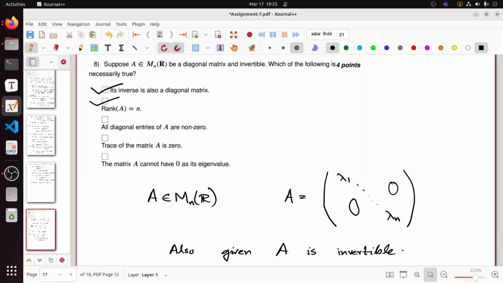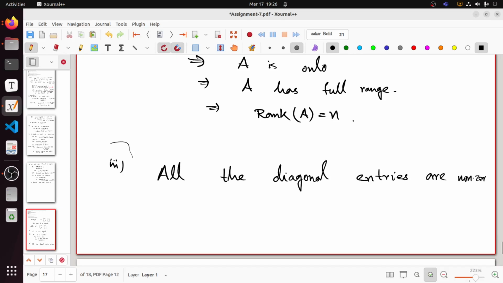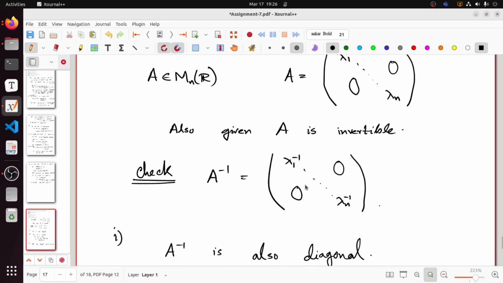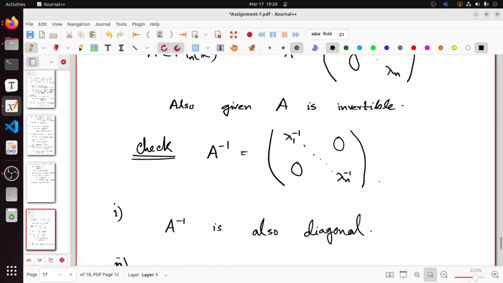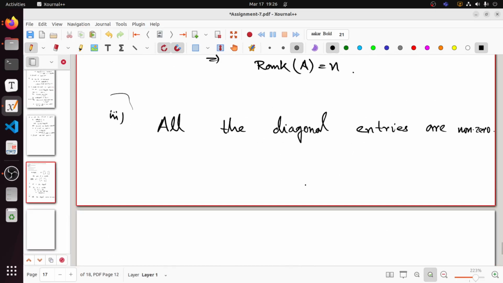Now what is option number 3? All the diagonal entries of A are non-zero, right? So this you can solve easily because A is invertible and A inverse is given by the inverse of this. So if it is 0, 1 by 0 is undefined, so it cannot be invertible. So it means all the diagonal entries must be non-zero.